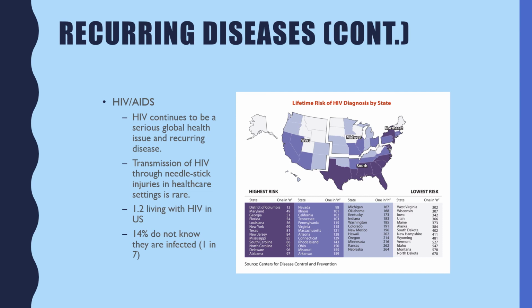Statistically, 2.1 million new cases of HIV in 2013, and an estimated 35 million people living with HIV worldwide. 14% of individuals do not know they are infected. That's 1 in 7. Okay, so just looking at the chart to see what somebody has is not enough to protect us. We just have to assume that everybody has something that we don't want to get.